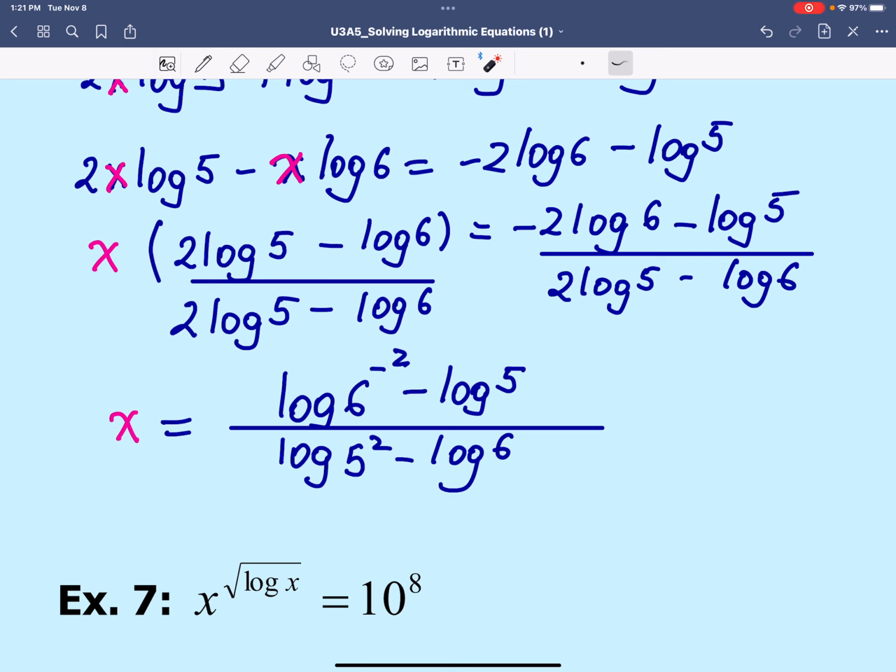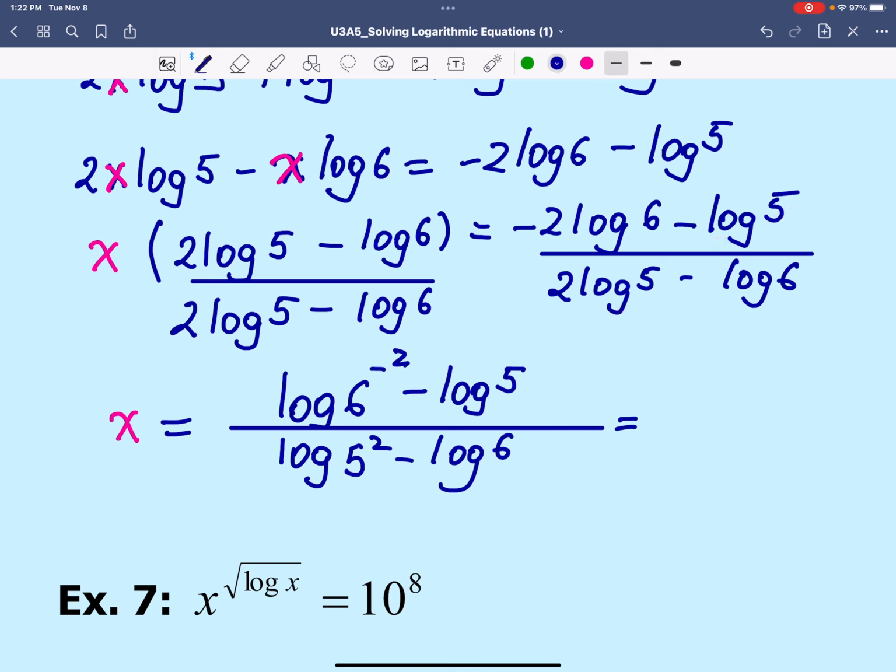Please avoid making the mistake of simplifying these terms, because this log 5 in here and this log 5, they cannot simplify. That would be wrong, okay? Because you cannot simplify terms. You can only simplify them if there are factors in both numerator and denominator. It's a common mistake people make.